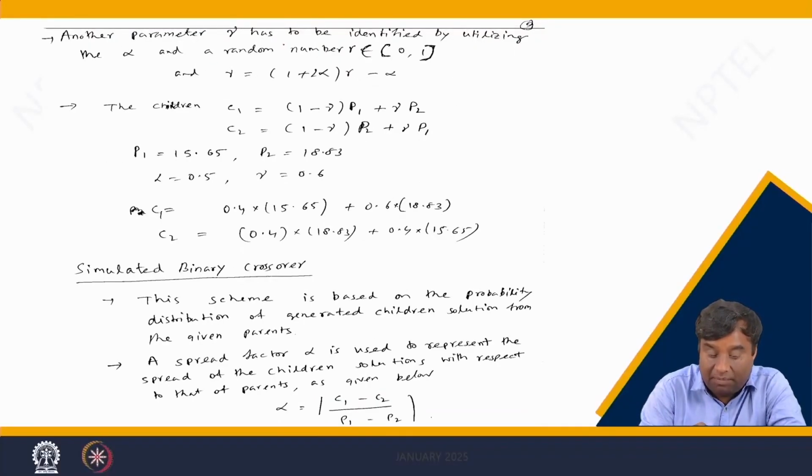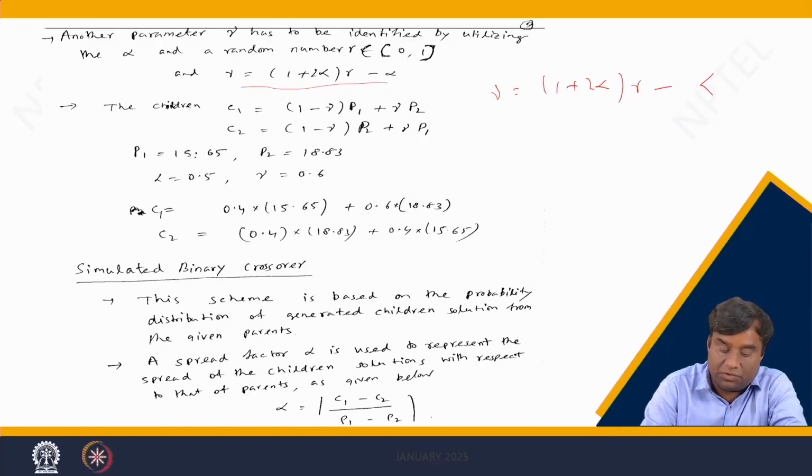Another parameter, gamma, has to be identified, utilizing alpha and a random number r from 0 to 1. So we write gamma equal to (1 plus 2 alpha) times r minus alpha. So C1 is (1 minus gamma) P1 plus gamma P2. C2 is (1 minus gamma) P2 plus gamma P1. So let P1 equal 15.65, P2 equal 18.83. So C1 you will get like this, and C2 you will get like this. So this is one crossover technique.